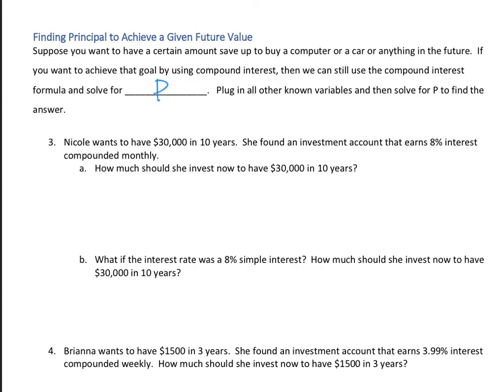Without even calculating anything, I know it has to be less than 30,000, because the goal is to put in less money so that I can earn interest. So in the future, I have more money, right? What's the point of investing $30,000 today to get just $30,000 in 10 years, right? So my guess is maybe 25, 27, I don't know, it depends.